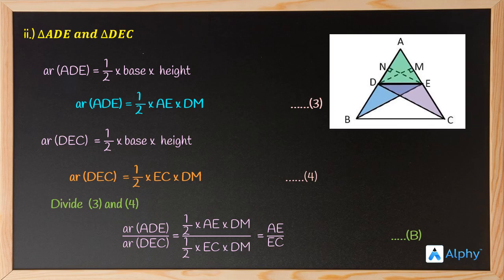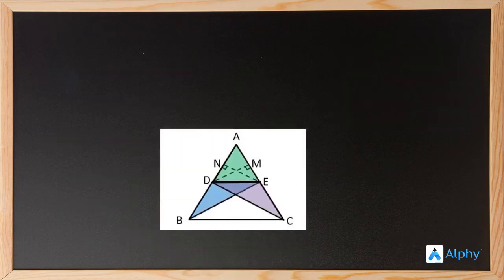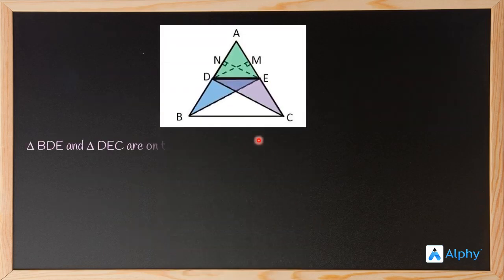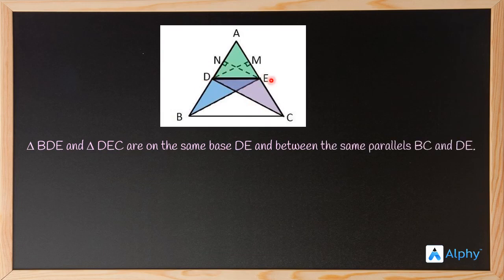Now we know that if two triangles share the same base and are between the same parallels, then the areas are equal. Hence we can say the triangle BDE and triangle DEC share the same base, that is DE, and they are also between the same parallels, that is BC and DE. Hence we can say the areas of both these triangles are equal.